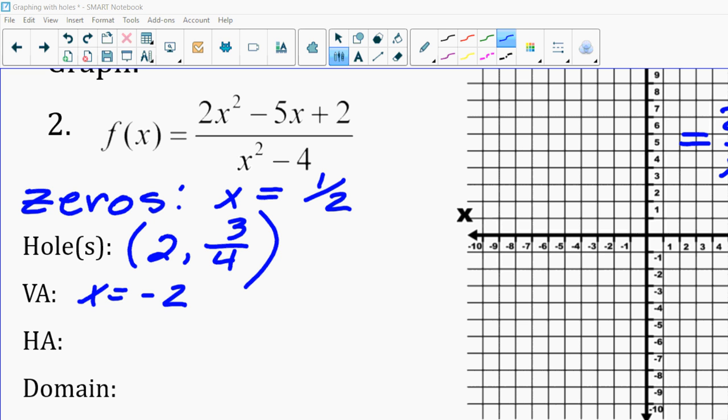Horizontal asymptote happens when you compare the degrees. What's the degree of the top? 1. What's the degree of the bottom? 1. Biggest exponent. So the coefficients, 2 divided by 1 is 2. Y equal 2 is your horizontal asymptote.